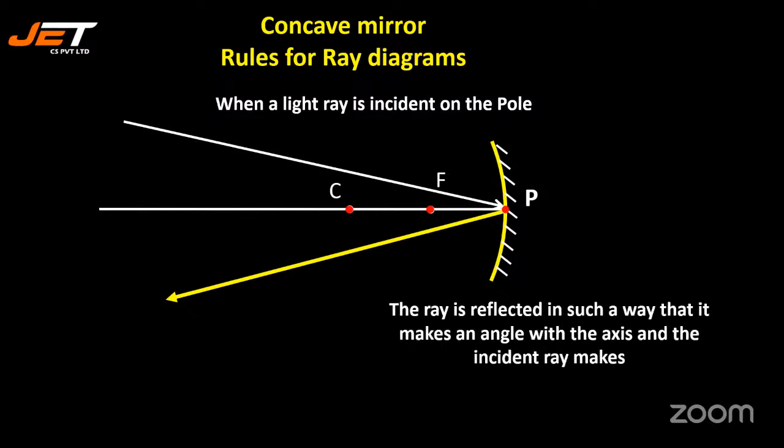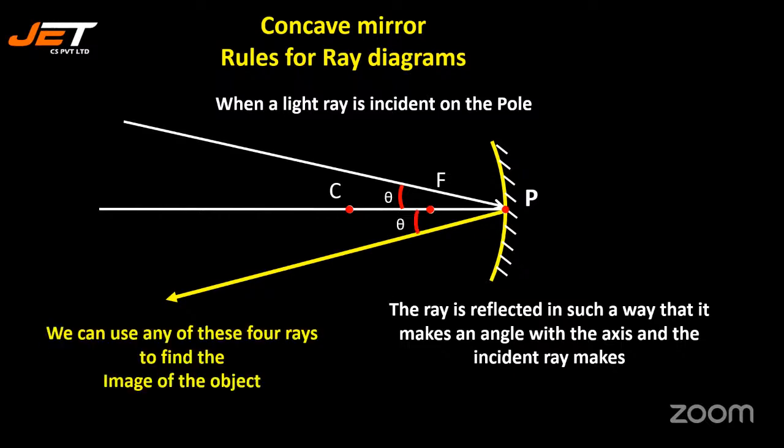So the ray is reflected in such a way that it makes an angle with the axis. The incident ray makes an angle with the principal axis, and the reflected ray also makes the same angle. It's symmetric with respect to the principal axis. So we can use any of these four rays to trace the image of a given object. When an object is placed in front, if I have to find out where the image is, I can use any two of these four rays and I can trace the image.